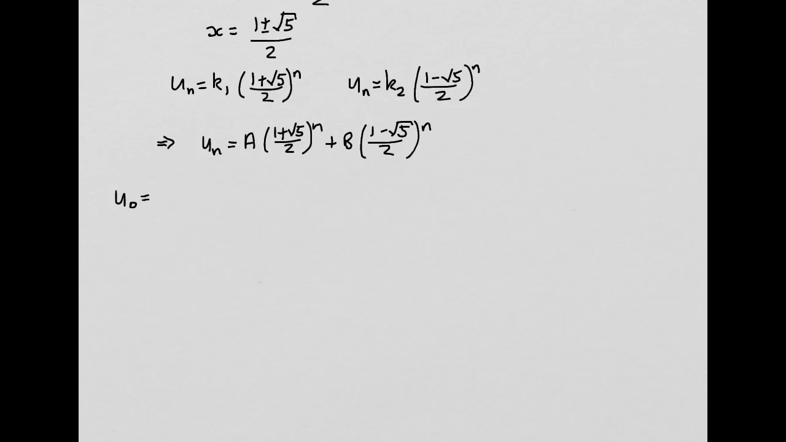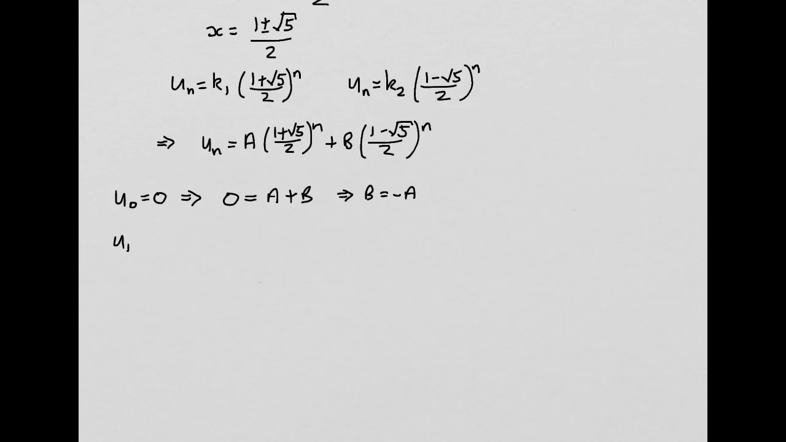So u0 being equal to 0, if I replace n with 0 in this expression, un is 0, and it'll be a times some bracket to the power of 0, which will just be 1, plus b times some bracket to the power of 0, which will just be 1 as well. So this expression, when I replace n with 0, simplifies down to that. So in other words, let's just be clear that b is effectively negative a.